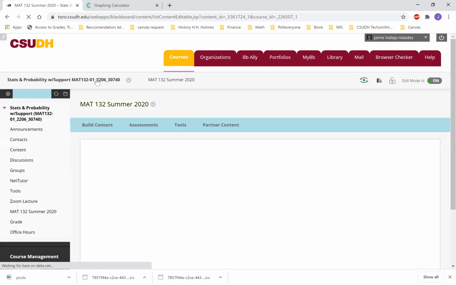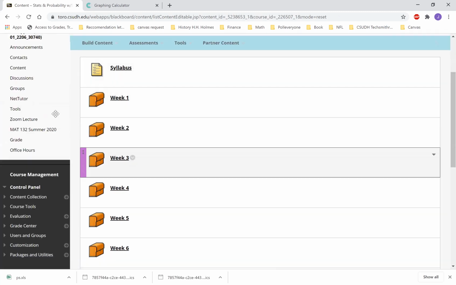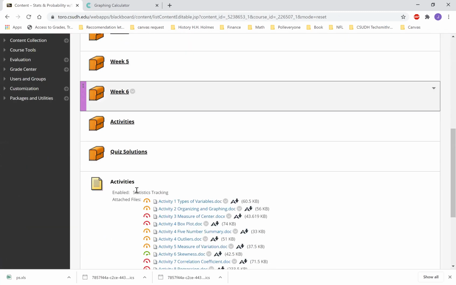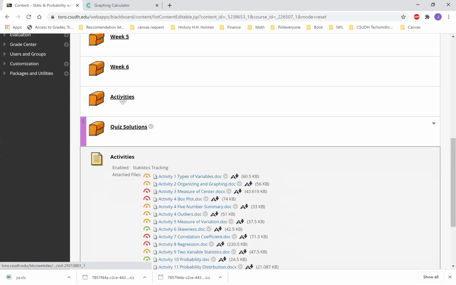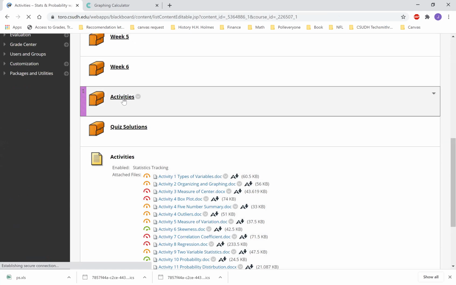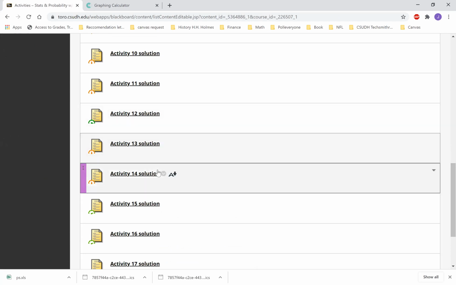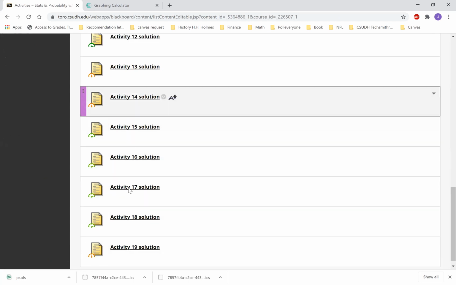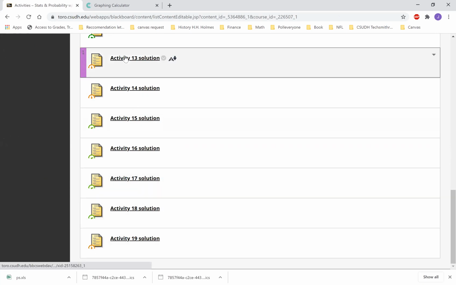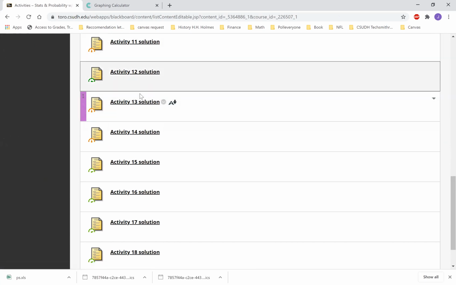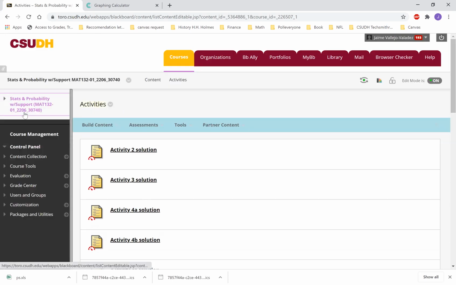Also, if you want to check your activity to make sure it is right, go to content, and right here where it says activity, you can check the solution for that activity, so you can make sure that you're doing it correctly. Whatever activity you have, I have up until activity 19 solution. You can just go here and double-check your answer, so you can make sure you're doing the activity correctly.